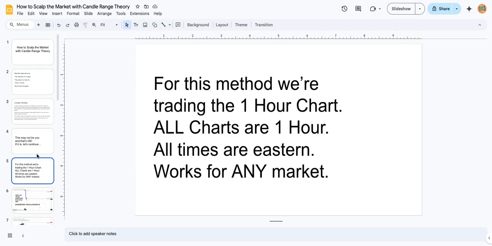For this method, we're going to be trading the 1 hour chart. All the charts that I'm going to show you in this presentation are 1 hour. All the times that I mention are Eastern Standard Time, or New York time, USA. This pattern works for any market. So let's take a look at some real chart examples.